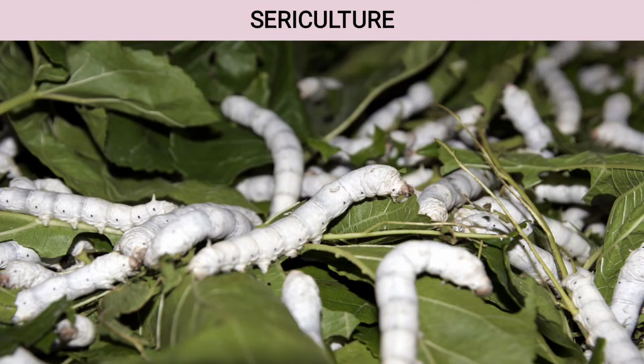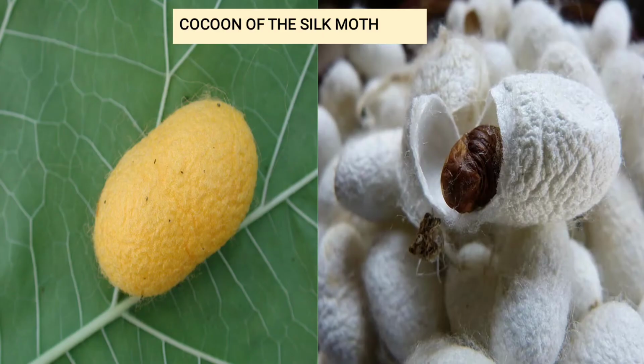Now sericulture. You can see over here the silkworm. These are the insects called silkworm. And what is sericulture? Sericulture means silkworm farming. Now these silkworms sit on the mulberry leaves. There is a tree called mulberry tree. They eat the leaves of the mulberry. That is the food of the silkworm. And they remove one sticky substance from their mouth. That is the thread, the silk thread. This is the cocoon of the silk moth.